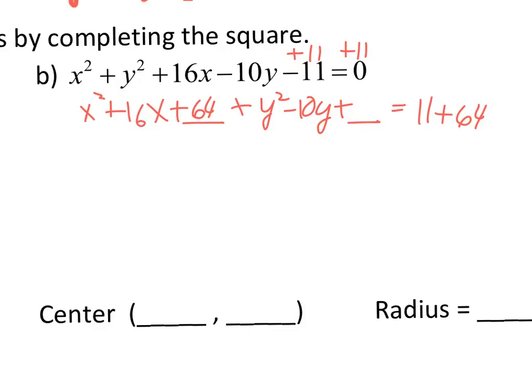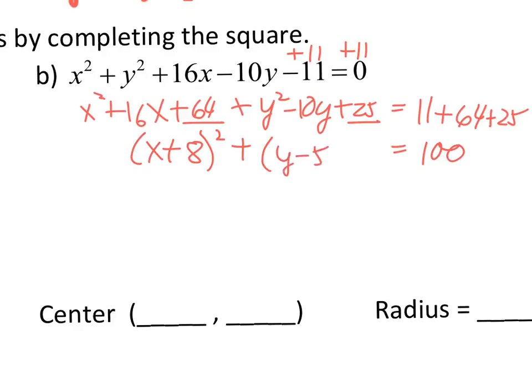Then half of negative 10 is negative 5, times itself is 25. So add 25 to both sides. On the right side of the equation, we get 100. On the left side, we'll get x plus half of b, so x plus 8 squared, plus parenthesis y minus 5 squared, that's half of b, is 100. The center is at negative 8, 5 switching signs, and the radius is the square root of 100, which is 10.